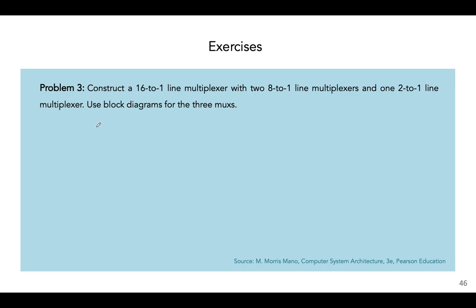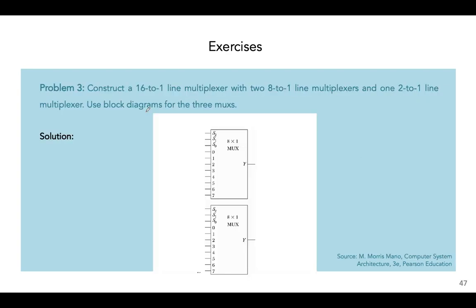Problem 3. We are required to construct a 16 to 1 line multiplexer with two 8 to 1 line multiplexers and one 2 to 1 line multiplexer. We are also required to use block diagrams for the three multiplexers. This will make our task easier. Instead of using logic circuits, we are just supposed to use block diagrams. So let's see how we can do this.